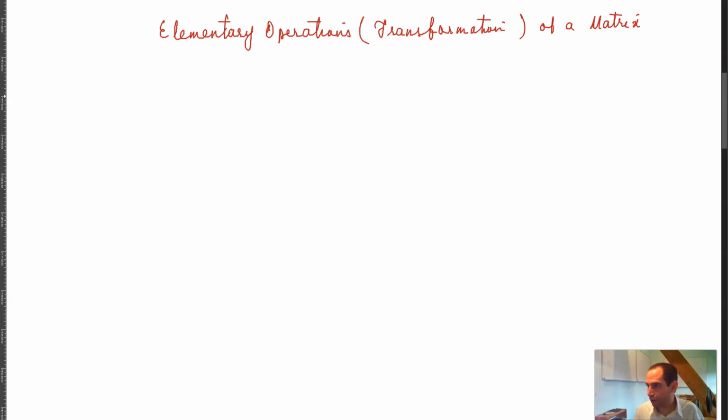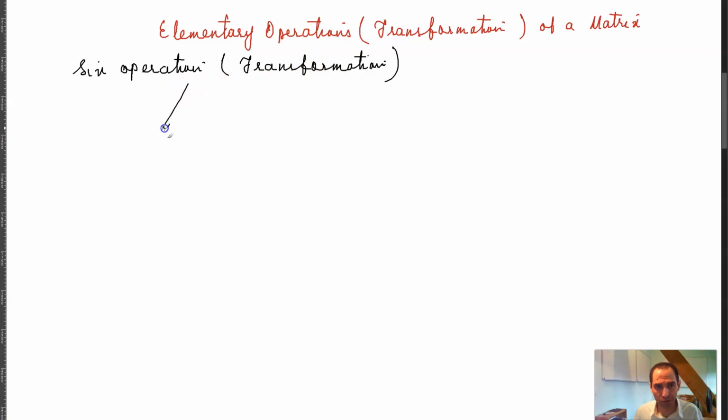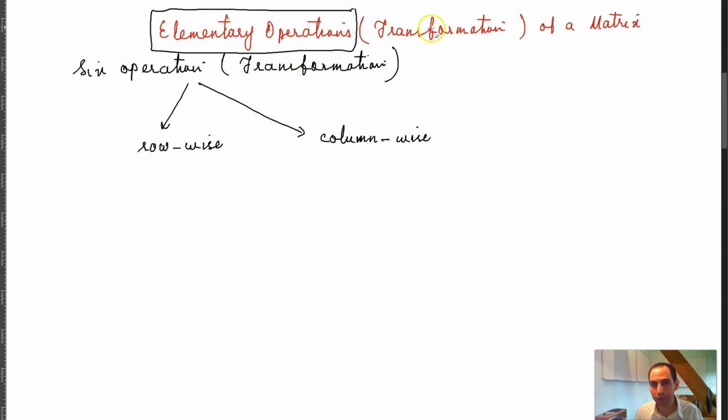So now there are basically six operations or different types of transformation on a matrix. Three of these transformations you can call row wise, and three of them you can call column wise. Meaning that three of them are performed on rows, and three of them are performed on columns. And these are called elementary operations, or also transformations, as we have written here, right? Elementary operations or transformations.